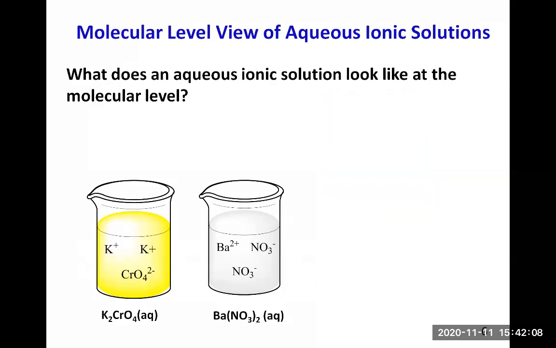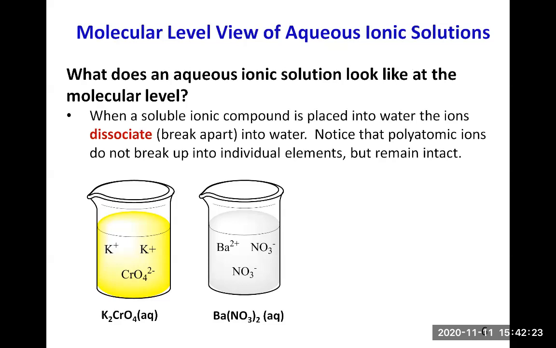So what does an aqueous ionic solution look like at the molecular level? It is important you understand that when you have a soluble ionic compound in solution, you have to imagine that actually it is the ions that are floating around in the water. When a soluble ionic compound is placed into water, the ions, we say, dissociate, which means they break apart. Notice that polyatomic ions do not break up into individual elements, but remain intact.